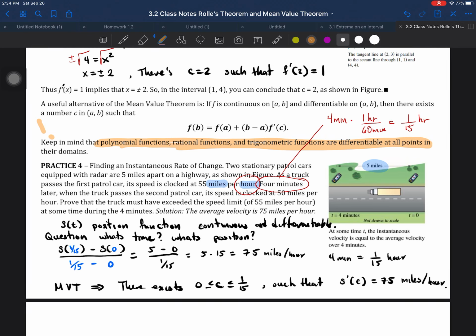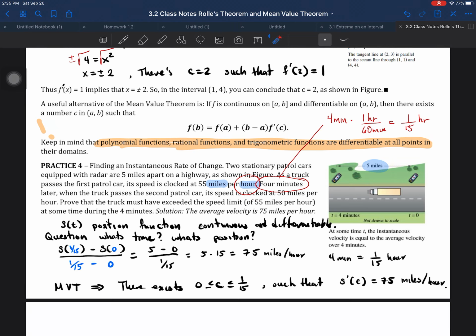We're given two stationary patrol cars, and you can see that in the picture, equipped with radars, and they're 5 miles apart on a highway, as shown in the figure. As a truck drives by the first patrol, the speed is clocked at 55 miles per hour. Then the truck passes the second patrol 4 minutes later at a speed of 50 miles per hour.